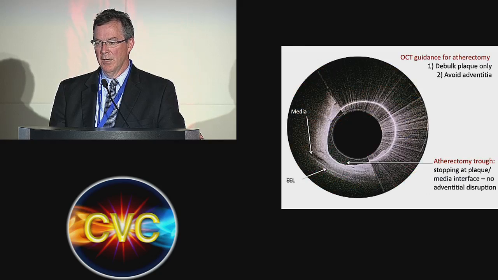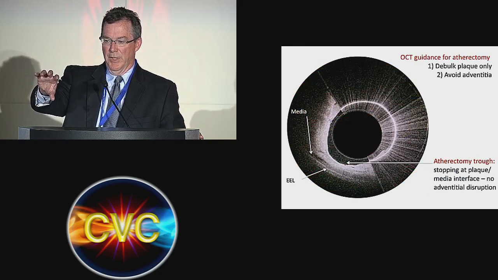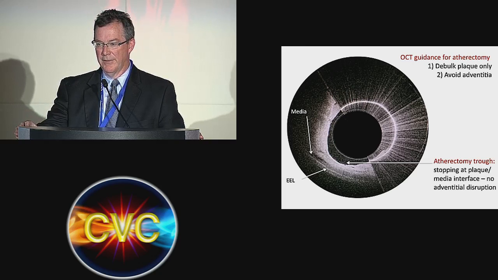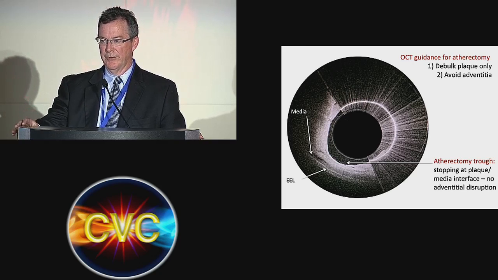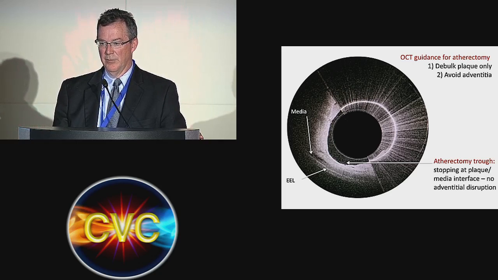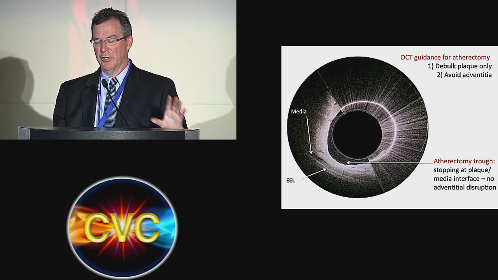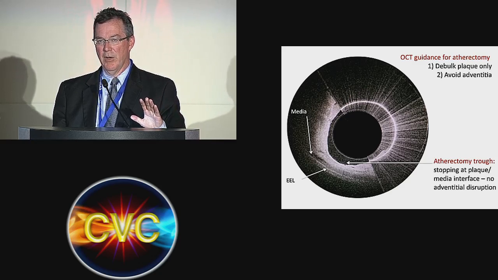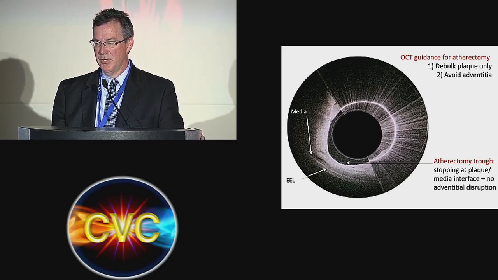Now, as I mentioned, the blade is at 5 o'clock to 10 o'clock there, and the balloon is on the opposite side. As you can see, that is the media and EEL, and that's, again, very distinct when you're looking at it. So you can cut away from that area, and you can stop as you're cutting through there.